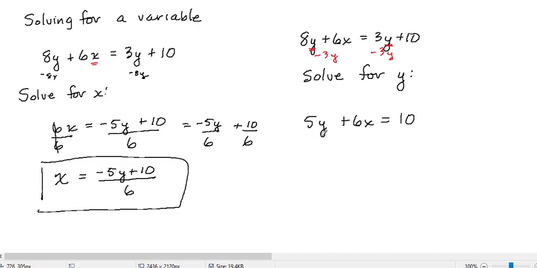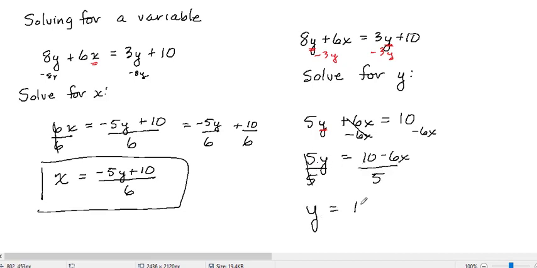Okay, now I've only got y in one place in the equation. To get it by itself, I need to get rid of the 5 and get rid of the 6x. The 6x is connected with addition, so I will subtract 6x to get rid of that. 5y is 10, take away 6x, and then to get rid of the 5, I divide.